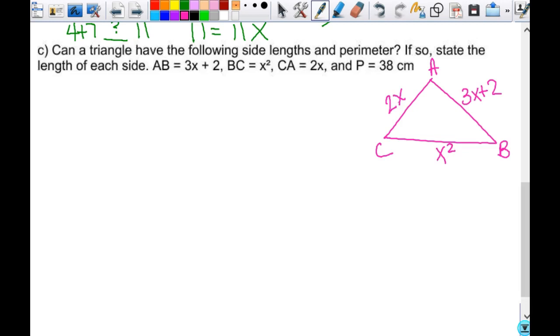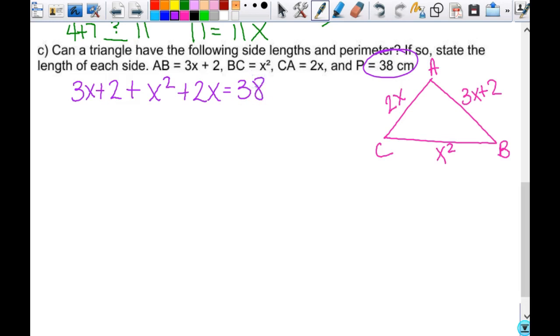So can I add all 3 of those up and set them equal to 180? No. Why not? Because they're not angles, right? And the perimeter is not 180. Is it possible that the perimeter could be 180? Yes, but that would be a total coincidence. That has absolutely nothing to do with my angles right now. Okay, so instead, they did give me the perimeter, right? And so I can add them all up and set them equal to the perimeter. So 3x plus 2 plus x squared plus 2x equals 38.